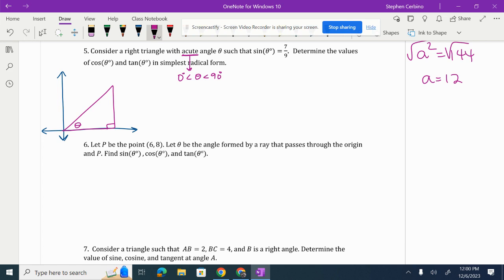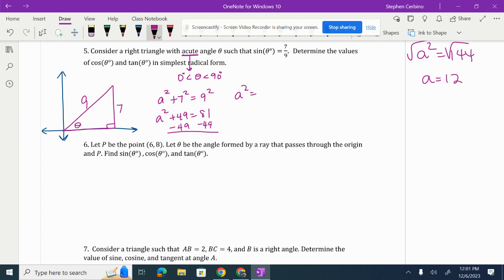So if I know the sine, I know the opposite side to theta, and I know the hypotenuse because it's a ratio. Just like the previous problem, I don't know the missing side. So I'm going to say a squared plus 7 squared equals 9 squared. And I'm going to just keep doing my algebra until I get something that makes sense to me.